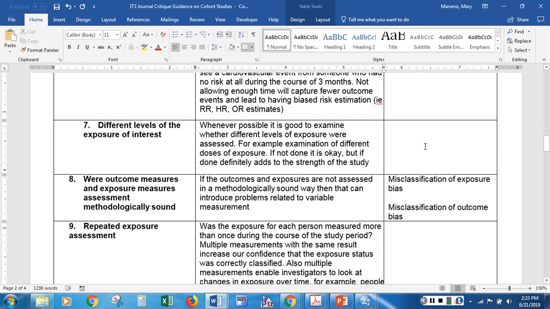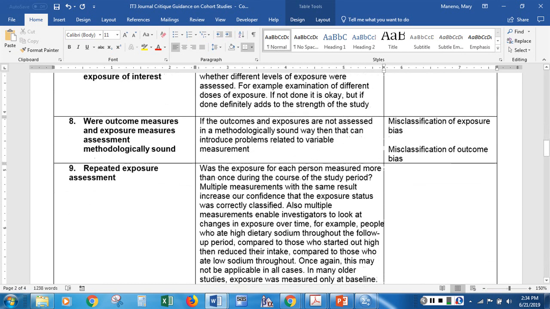Different levels of the exposure of interest. That's not really applicable to our study, but this point brings up the case where you have an exposure of interest such as drug exposure. You may want to look at high dose versus medium dose versus low dose, and that allows you to look at the true effect of the exposure on the outcome as you increase the dose and as you lower the dose. If this is done in a study, this is a positive thing. Not applicable in our study because our exposure of interest was just nurse practitioners.